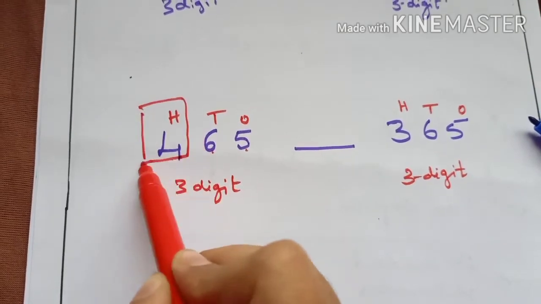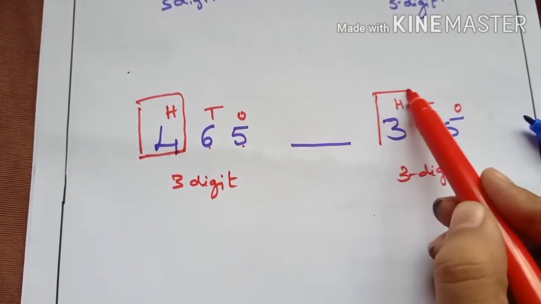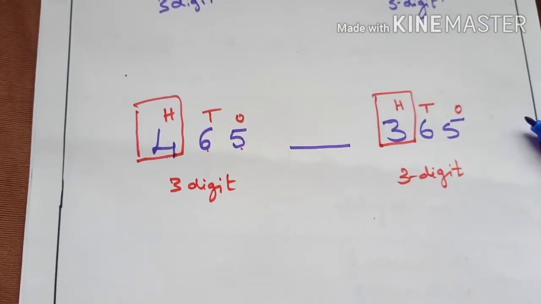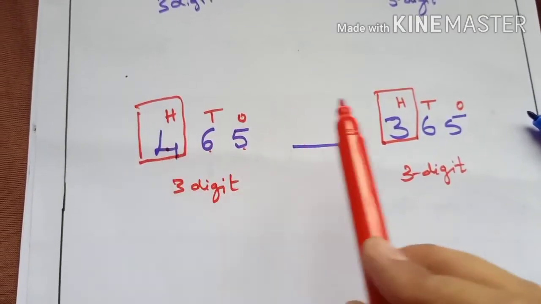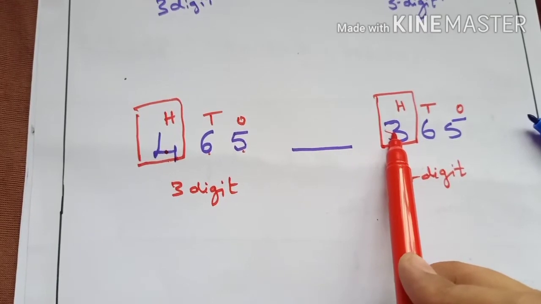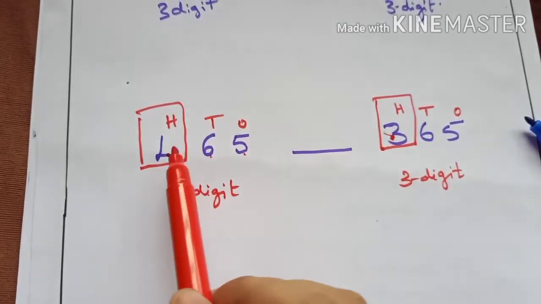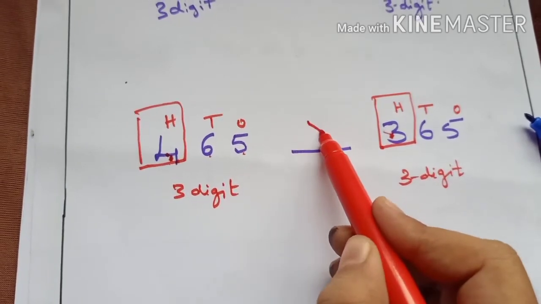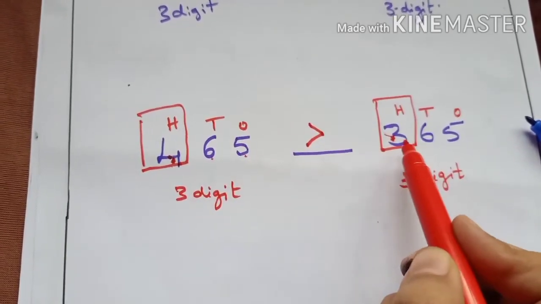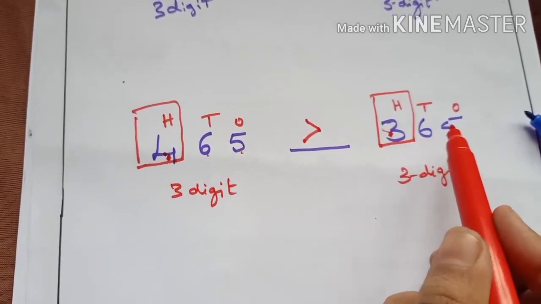Hundreds, right? And here also hundreds is the highest place value. Now see the numbers. Here it is 4 and here it is 3. Which is the greater number? Yes, 4 is the greater number. So 465 is greater than 365.